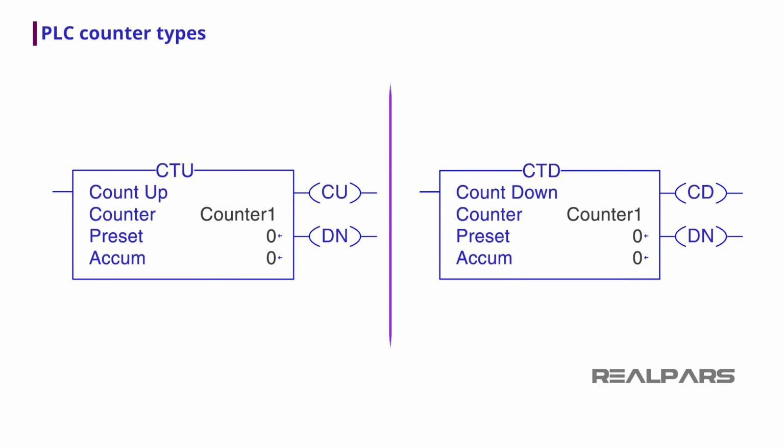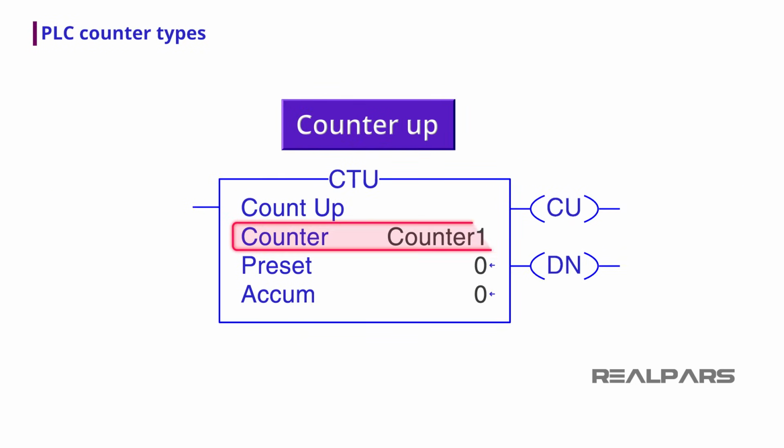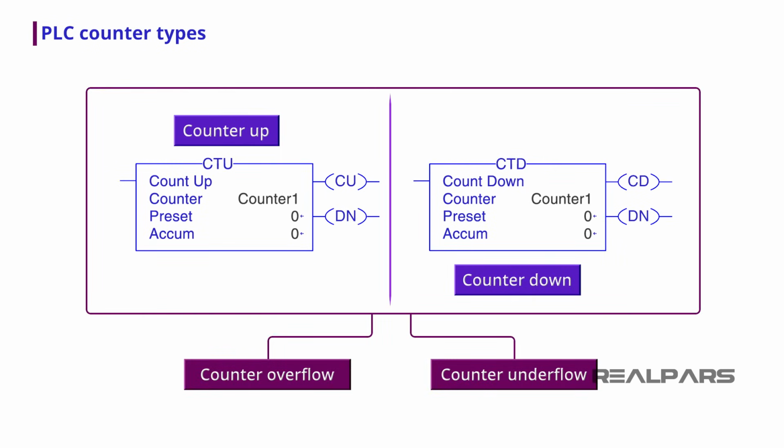There are two main types of PLC counters, the count up counter and the count down counter. For the count up counters, we have a counter file name, a counter preset value, a counter accumulated value, a counter count up bit, and a counter done bit. For the count down counters, we have the same bits and values. The only thing that is different is this counter down bit on the output. As you can see, we have this as counter up bit for the count up counter. There are also two internal memory bits of counter overflow and counter underflow, which we'll discuss later in this video.